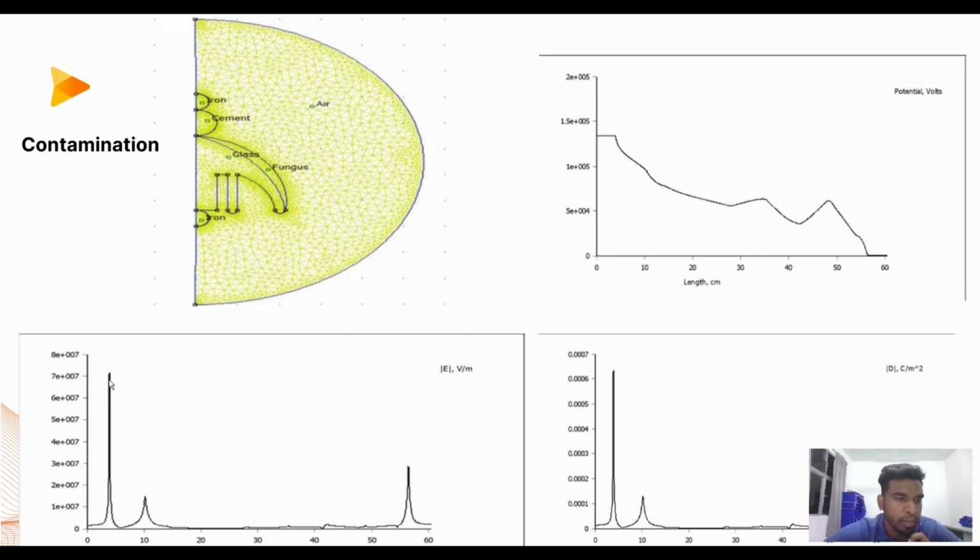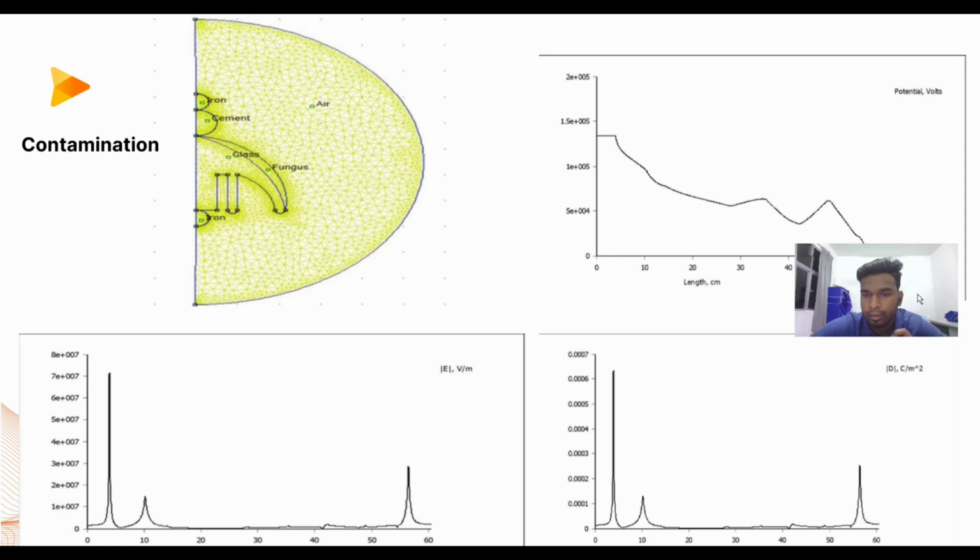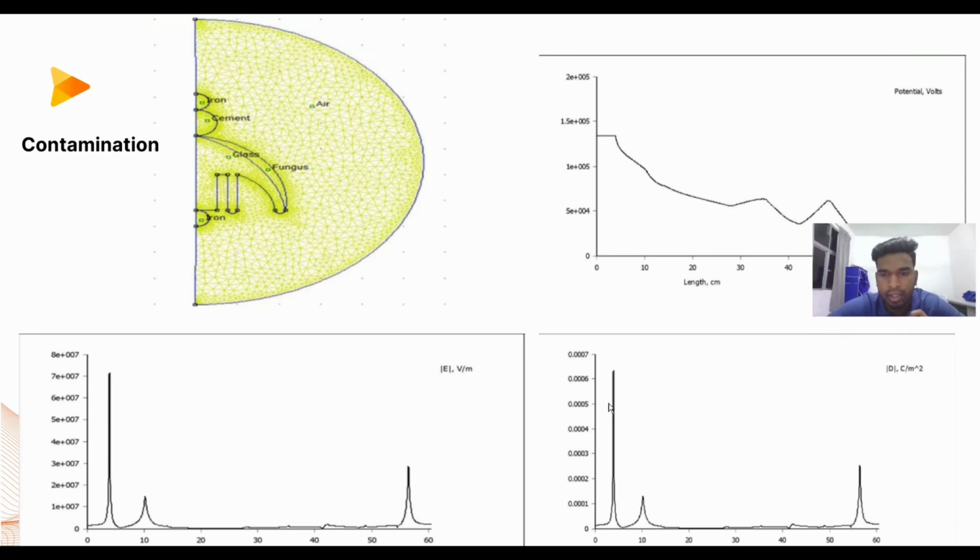So this is for the contamination. In this project we use fungus as the contamination. So this is the graph. The graph looks very different from the wet and dry, but somehow it managed to drop down. So that is the first part.